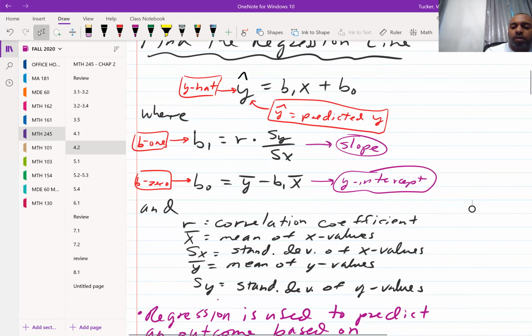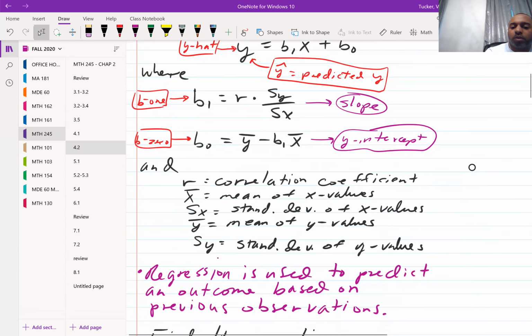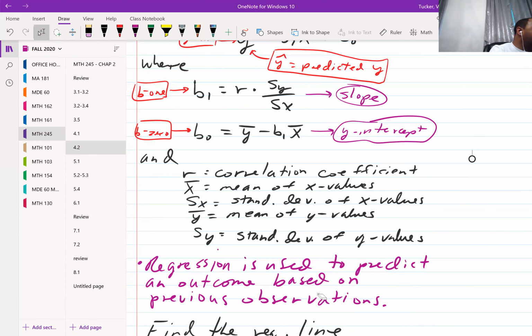All right, are we good? And the purpose of what I was mentioning before about a regression line: the regression line is used to predict an outcome based on previous observations.